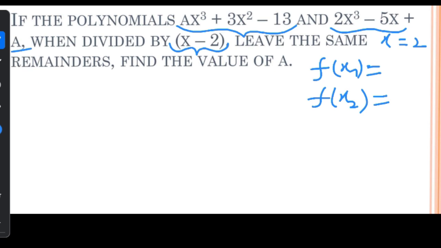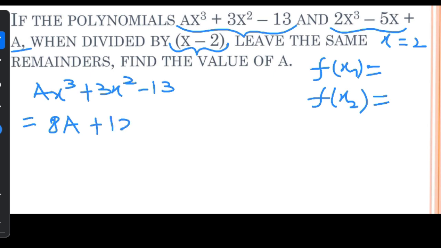f(x1) की वैल्यूज क्या है? वो है ax³ + 3x² − 13. x की जगह हम डालेंगे 2, दैट मीन्स 8a + 12 − 13. ये आ गया f(x1), ठीक है? लेट अस फाइंड f(x2). f(x2) कैसे निकलेगा?